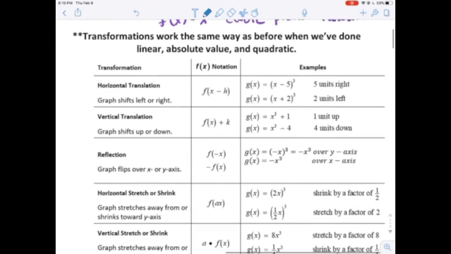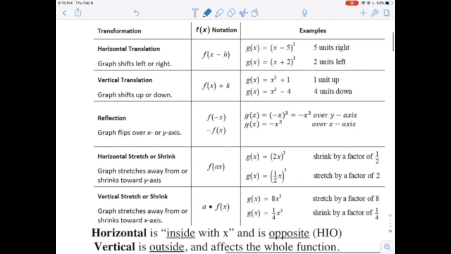There is a list of all the transformations here, just to kind of refresh your memory. I'm not going to go through these individually, but there are horizontal and vertical translations, reflections over the x or y axis, and then stretches and shrinks either horizontally or vertically.